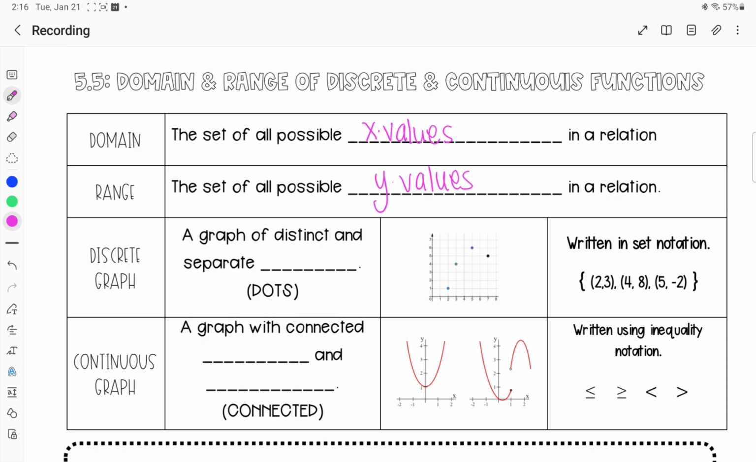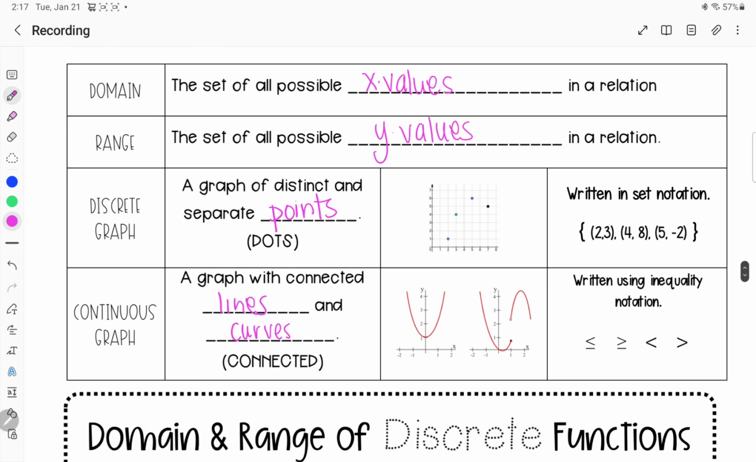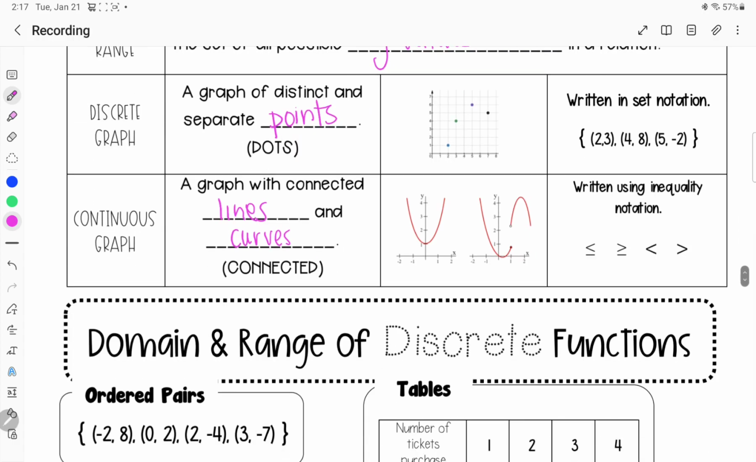So a discrete graph is a graph of distinct and separate points. So this one is going to have dots. Where continuous, it keeps going and going and going. This one's going to have lines and curves. So dots versus connected. So this would be a discrete, and it's written in set notation, meaning that it's written with ordered pairs. And this one's written in inequality notation, or we can use brackets and parentheses notation, which I'll show you how to do.